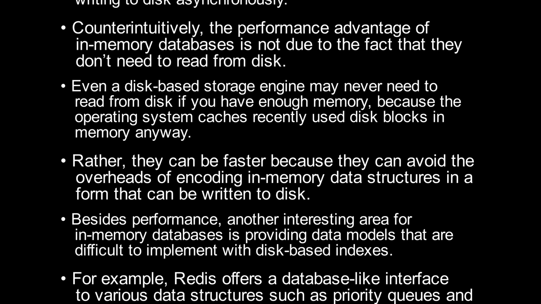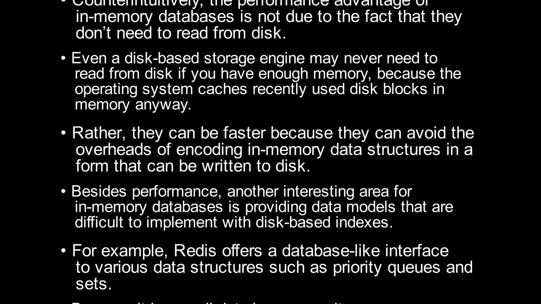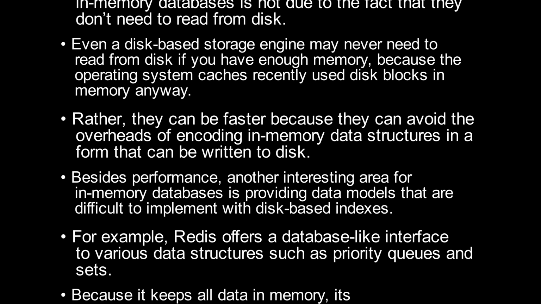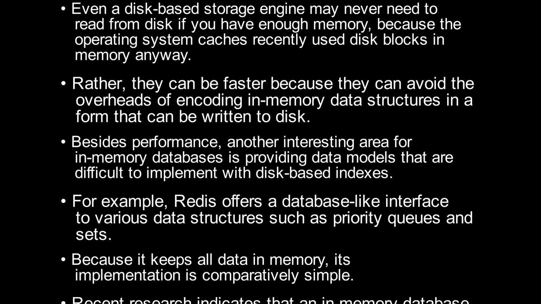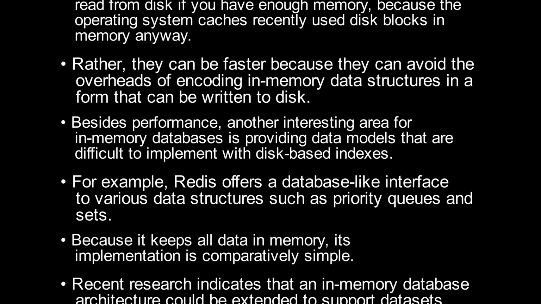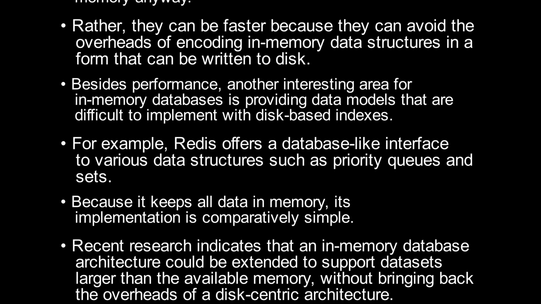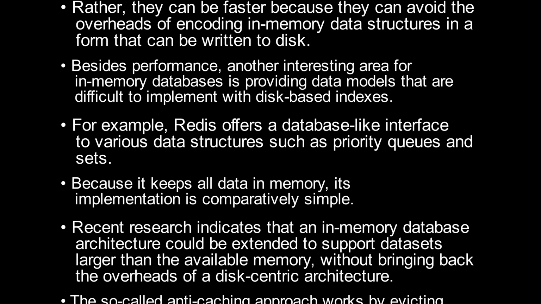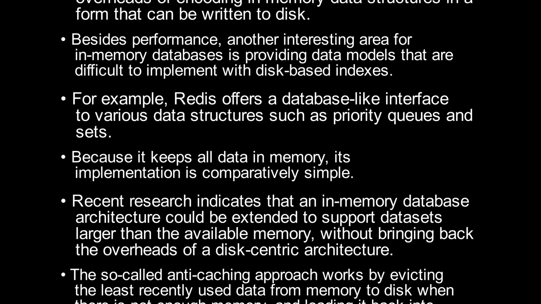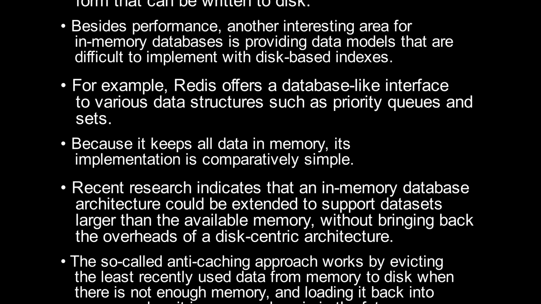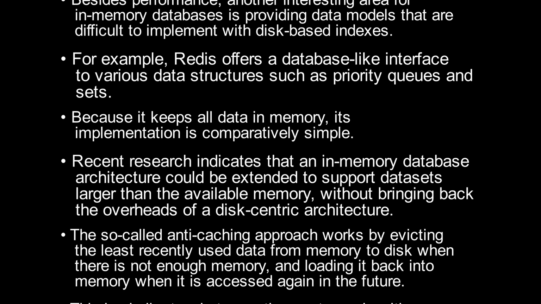Besides performance, another interesting area for in-memory databases is providing data models that are difficult to implement with disk-based indexes. For example, Redis offers a database-like interface to various data structures such as priority queues and sets. Because it keeps all data in memory, its implementation is comparatively simple. Recent research indicates that an in-memory database architecture could be extended to support datasets larger than the available memory, without bringing back the overheads of a disk-centric architecture.